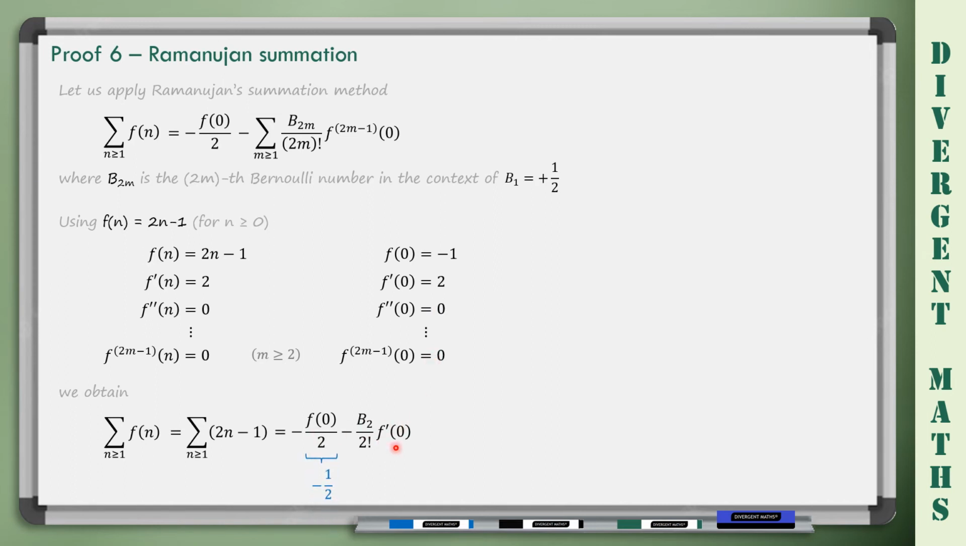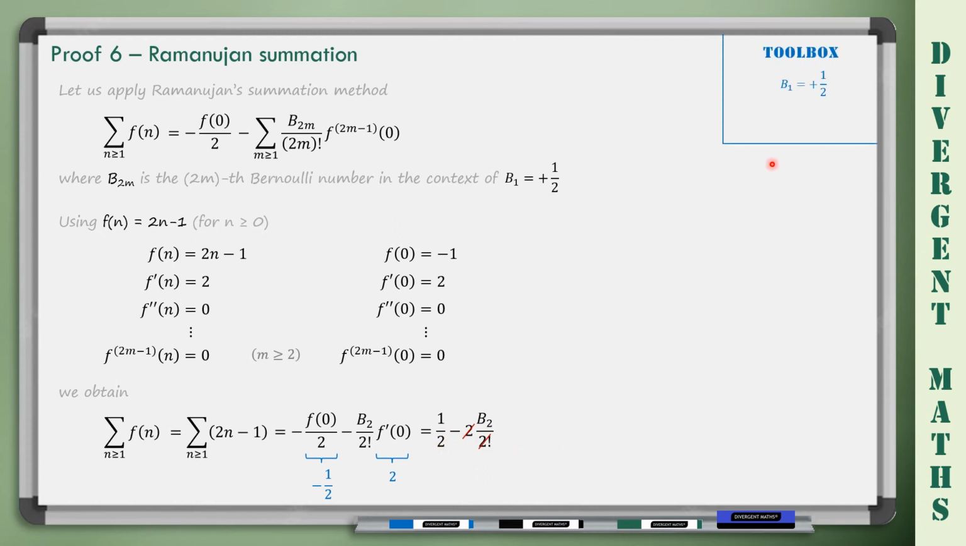So when we evaluate the first half, f of 0 is -1, so over 2 is -1/2. F prime at 0 is equal to 2. So we can regroup here. We have 1/2 minus 2 times Bernoulli b2 over 2 factorial. So obviously 2 factorial is equal to 2, so it's simplified here. We are left with 1/2 minus b2.